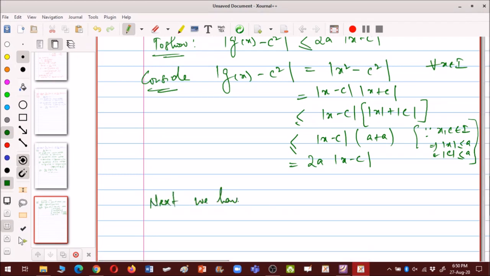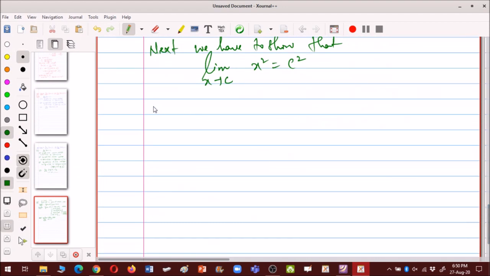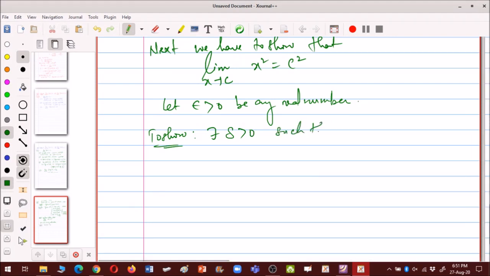Next we have to show that the limit as x tends to c of x² is equal to c². Mark it as star. Now also consider |x² − c²|. By definition, we have to find, for each epsilon greater than 0, so let me first choose an arbitrary epsilon. So let epsilon greater than 0 be any real number. I have to find some delta greater than 0 such that 0 < |x − c| < delta should imply |x² − c²| < epsilon.